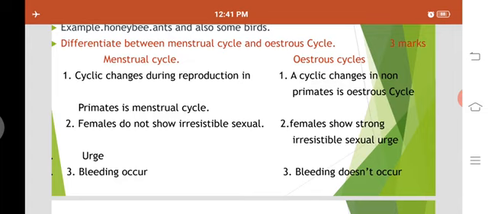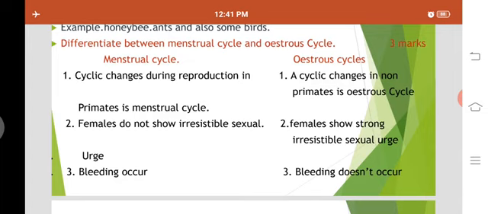Menstrual cycle occurs in primates, and estrous cycle occurs in non-primates. For the menstrual cycle, in which organisms can it take place? We can give examples: monkeys, apes, and even human beings.